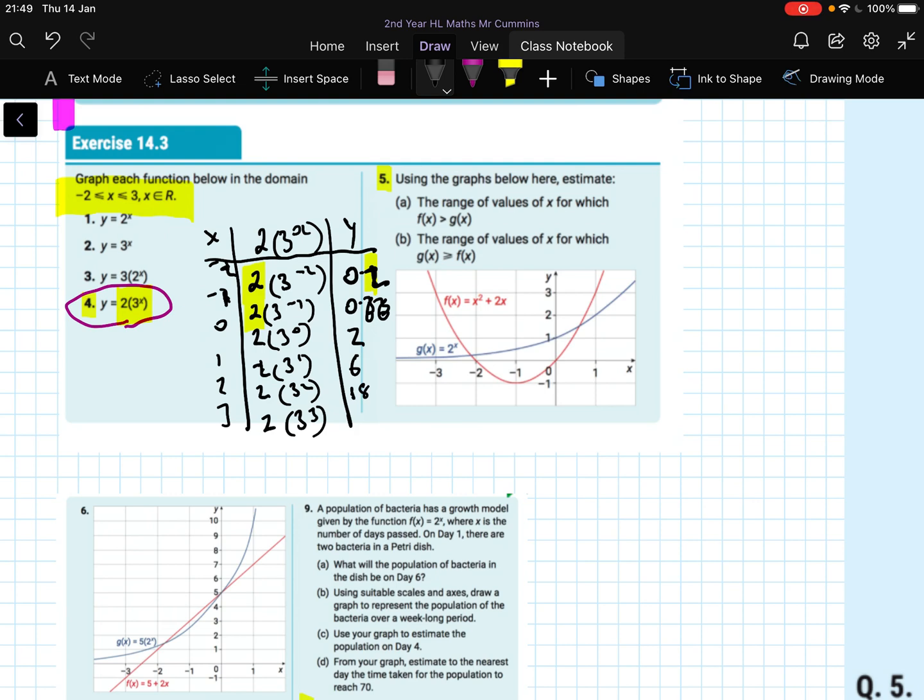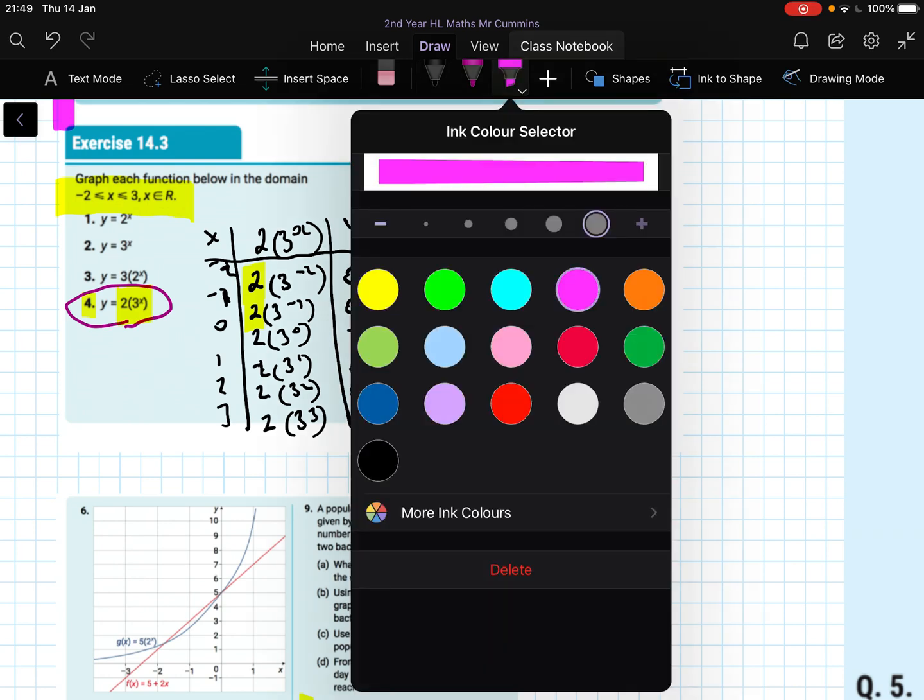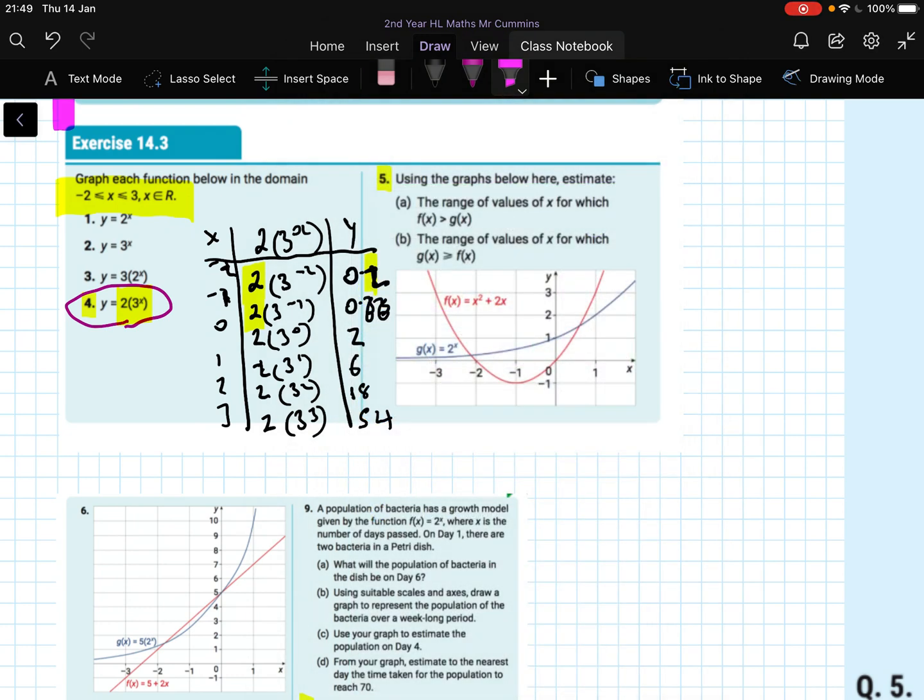3 by 3 is 9, by 3 is 27, times 2 is 54. Okay, so there's our y values there. So obviously the difficulty, and where the mistakes are made, is these ones here. That's why they give you these exponential graphs, but you have a calculator, so make sure you use your calculator. Don't try to be clever, and 3 to the power of minus 2 gives you 9. It doesn't. It gives you a much smaller number. Okay, so that's the hardest part of that question done.